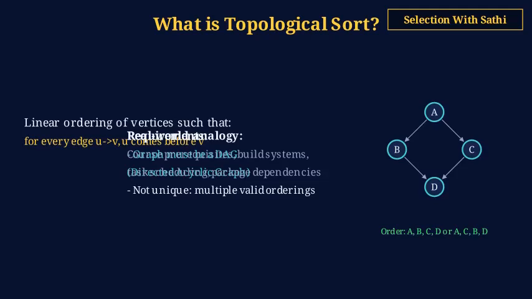This DAG has 6 nodes. Node 0 points to 1 and 2. Node 1 and 2 both point to 3. Node 3 points to 4 and 5, which have no outgoing edges. This is a valid DAG. No cycles anywhere. Topological sort is only defined for DAGs. If the graph has even one cycle, no valid topological ordering exists.